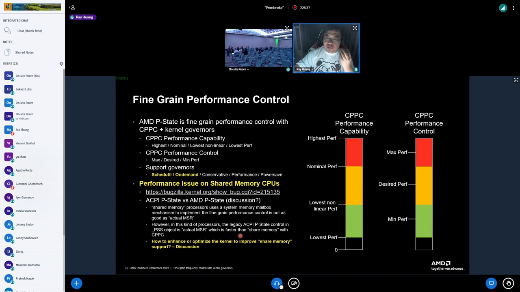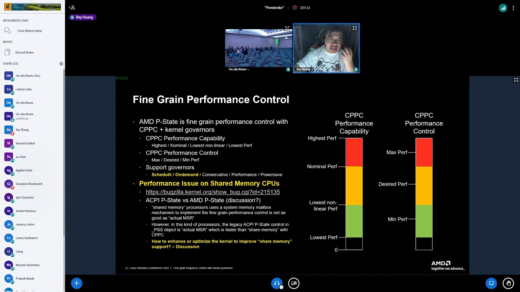So that's probably the reason why, at this moment, the AMD P-state driver is still not as good as the ACPI CPUFreq driver in the shared memory processors. So we are trying to seek, enhance and optimize the kernel to implement the shared memory support for processors here.